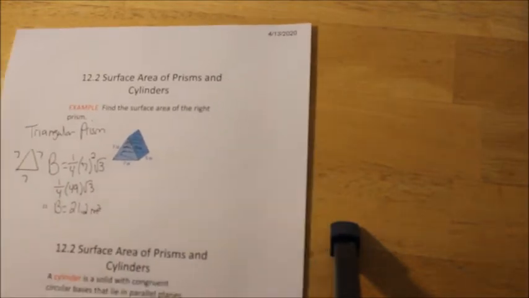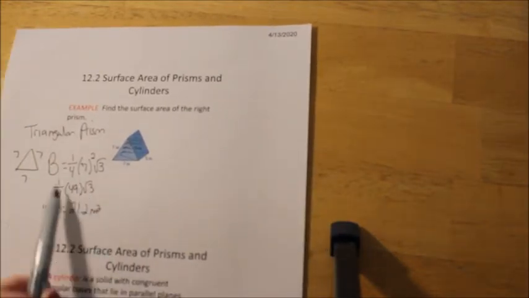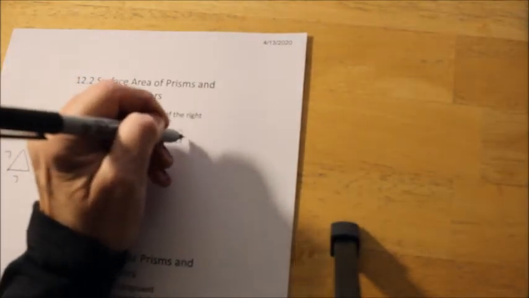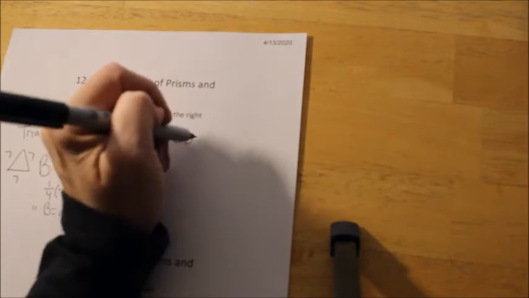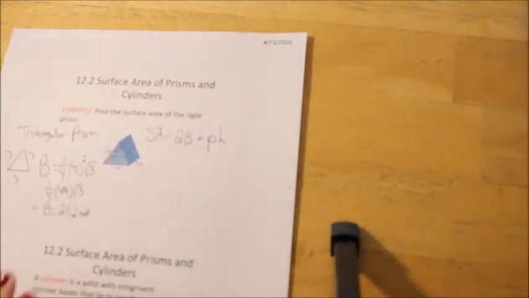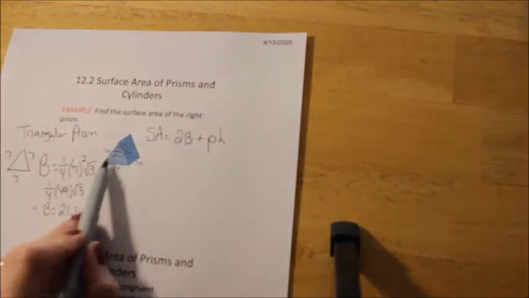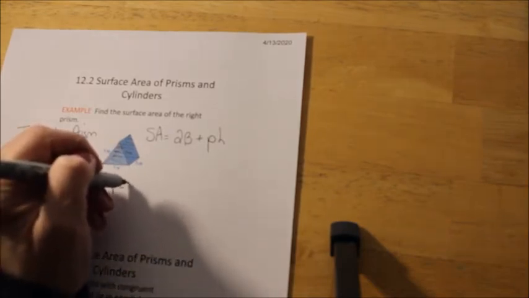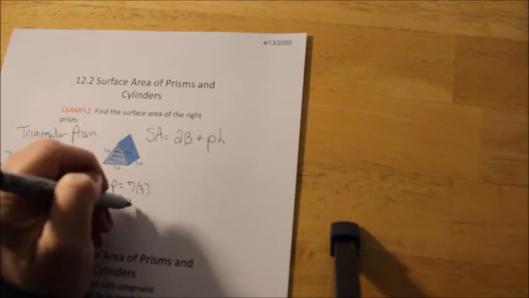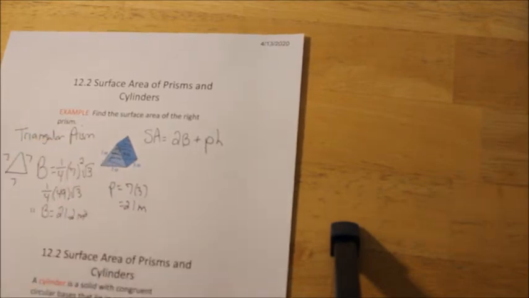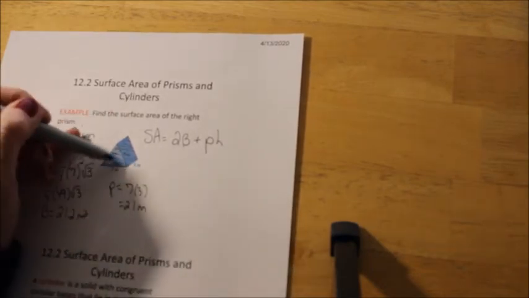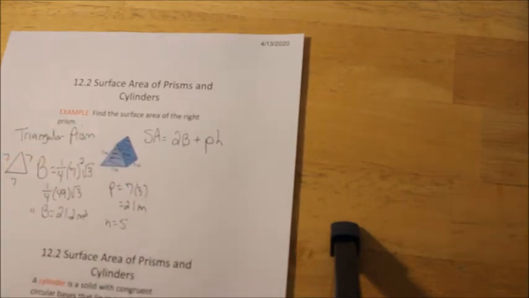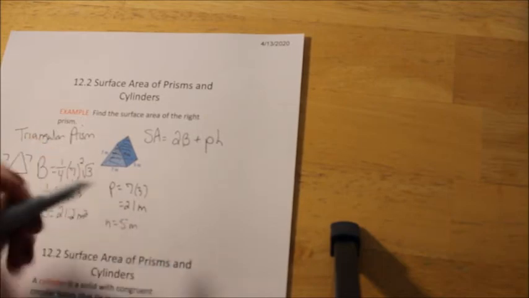All right, so now I'm ready to find the surface area. Remember, the surface area is 2 times the area of the base plus the perimeter of the base times the height. The perimeter of the base is just going to be 7 plus 7 plus 7, so 7 times 3, which is 21 meters. And the height of the prism, remember, is the distance between the two bases. That's going to be 5. So that's everything that we need.